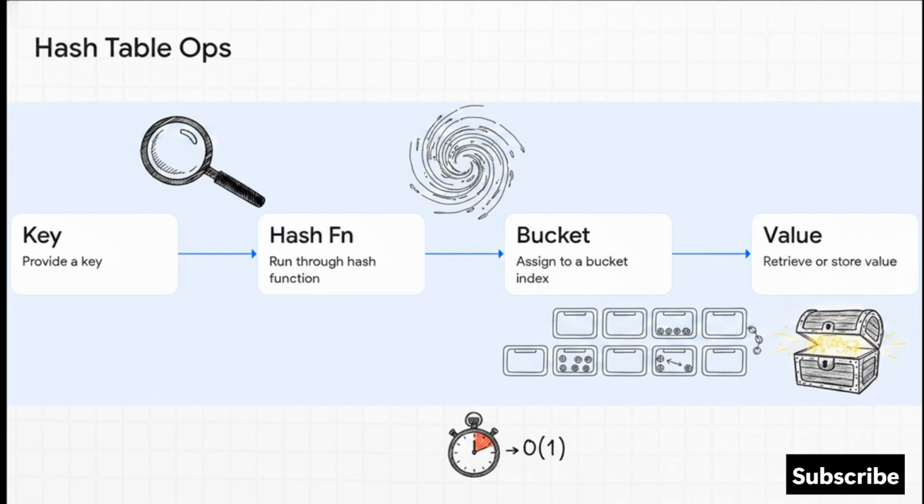Now, if two keys happen to mathematically map to the exact same bucket, which we call a collision, the hash table just handles it by chaining a tiny linked list right there in the bucket or by probing for the next open slot.